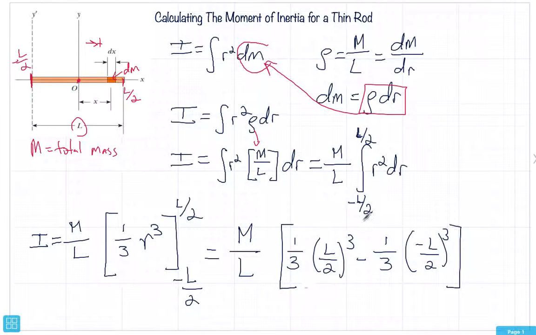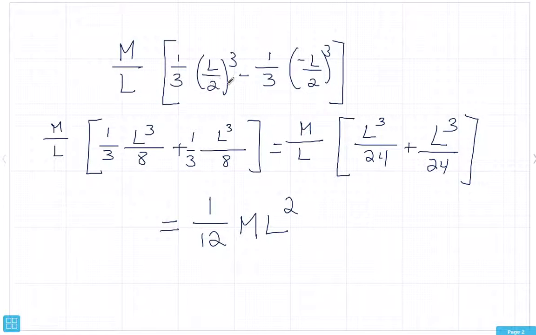When you get to here, this term is on the next page as well. Starting from here and then churning through the math, you get 1/12 ml squared, which is indeed what is on the chart for a rod through its center. And we'll talk in class about why the rod through an end ends up being 1/3 ml squared, which is significantly more than 1/12 ml squared. It has a lot to do with the idea of where the mass is again.